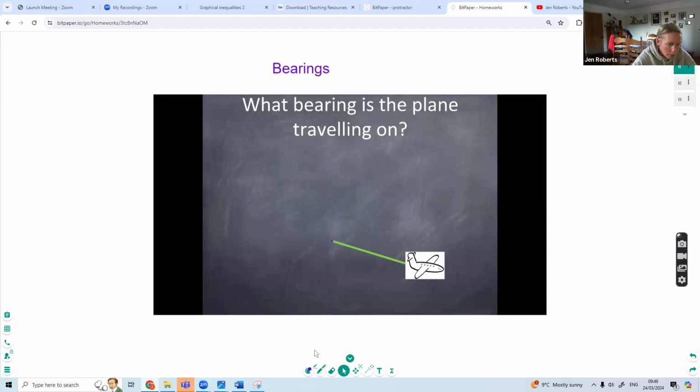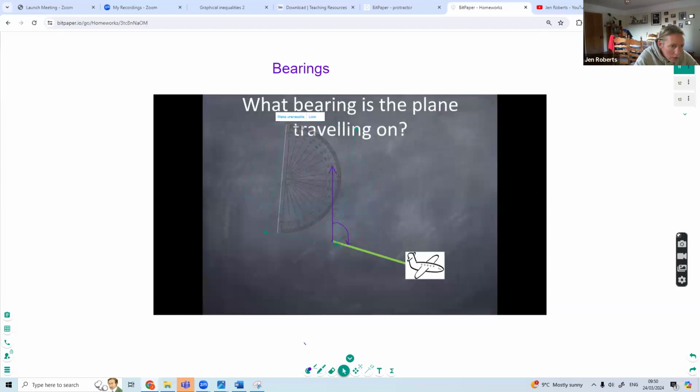Sorry, let me just draw in this north line. Bear with me a moment. So bearings are measured from the north direction. So from our starting point, we need to draw in a north line here. You need a protractor for this. So we're going to measure this angle here. So bearings, you always start from north. You measure clockwise. And you need 3 digits. Those are the 3 rules of bearings.